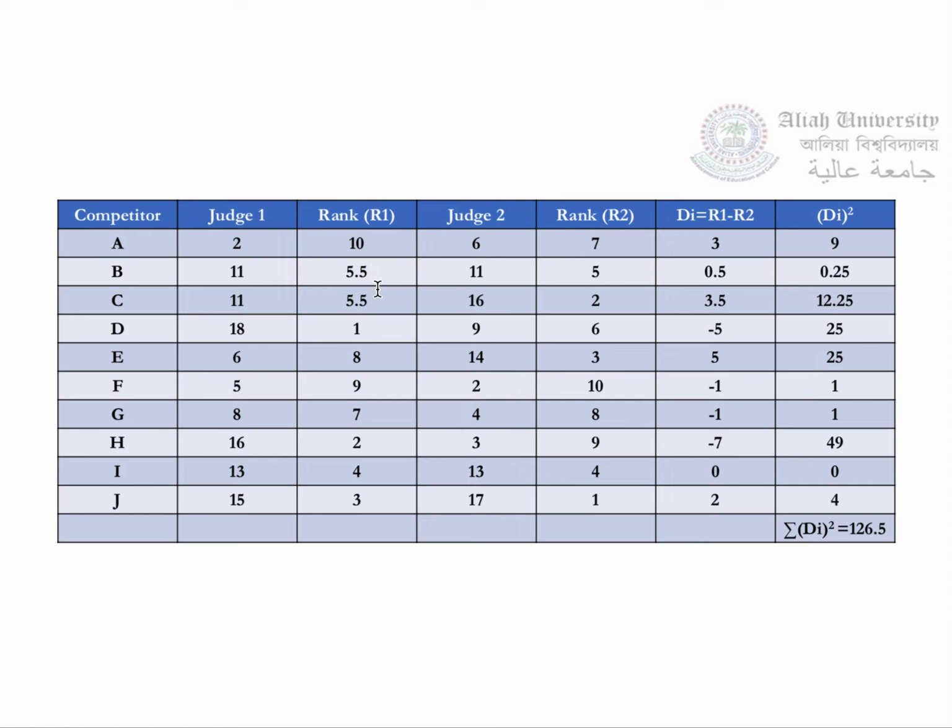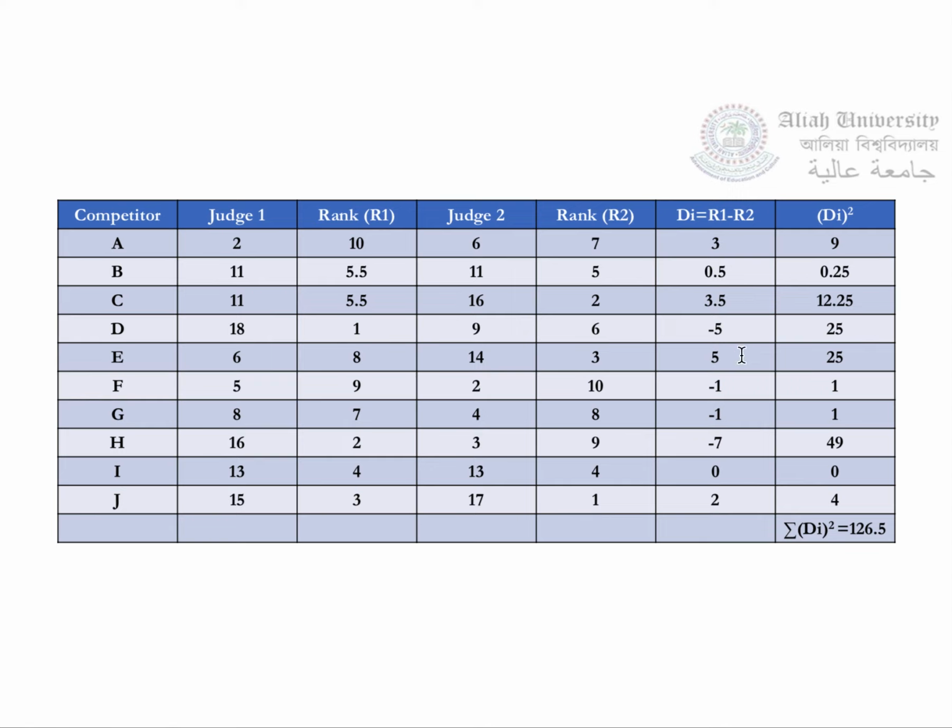So how do we assign a rank to them? We take an average of the 2 positions that they are occupying. So it will be 5 plus 6, an average of 5.5. So both of them will be given a rank of 5.5. Similarly, we complete the ranking for all the scores for judge 1. Then we complete the ranking for all the scores for judge 2.